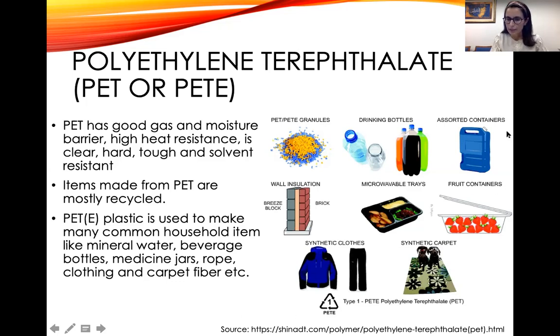Let me quickly read the chat. Why does PET need a gas and a moisture barrier? Because of your fizzy drinks. When you drink Coca-Cola, what do you want? You want it to be completely fizzy. So what do you expect? The gases to remain inside. That's why a gas barrier would be very, very good. And of course, moisture, you want your liquid to stay in, you don't want it to evaporate. So all of those qualities reflect their uses in the industry, in our everyday life.